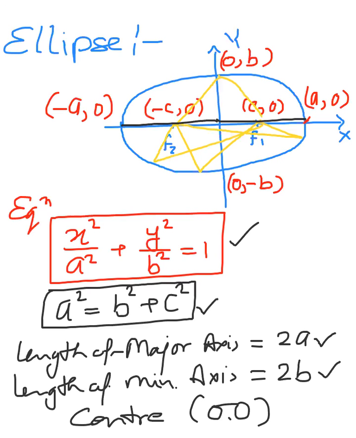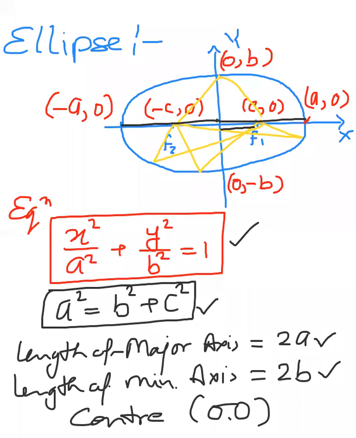One is e, that is eccentricity of the ellipse. First of all, we must know the definition of eccentricity. Eccentricity can be defined as the ratio of the distance of the focus from the center to the distance of one of the vertices on the major axis from the center.